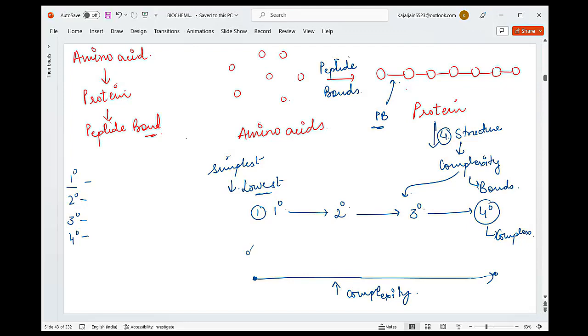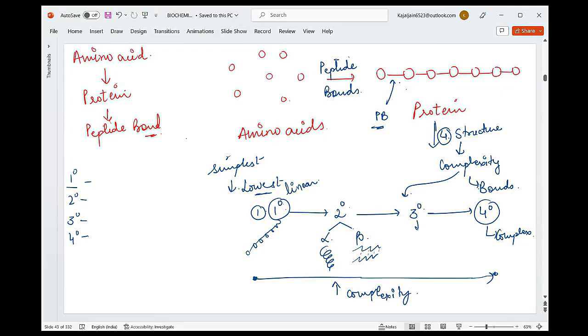Linear chain is this one, just a normal chain. This one is your primary structure. In the primary structure I have a linear chain. In the secondary structure I can have alpha helix, I can have beta sheets. Alpha helix are these kinds of structures. Beta sheets are when I have the linear chains arranged in a parallel or an anti-parallel manner.